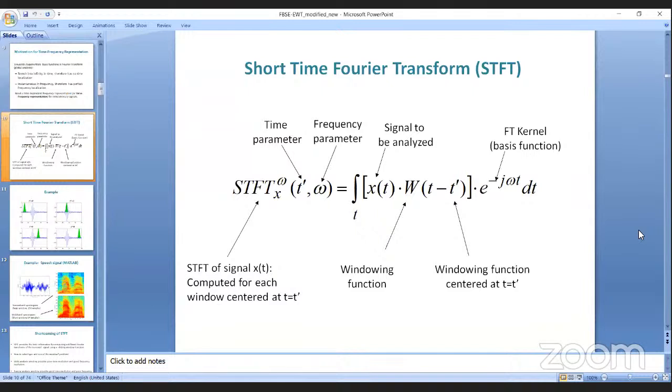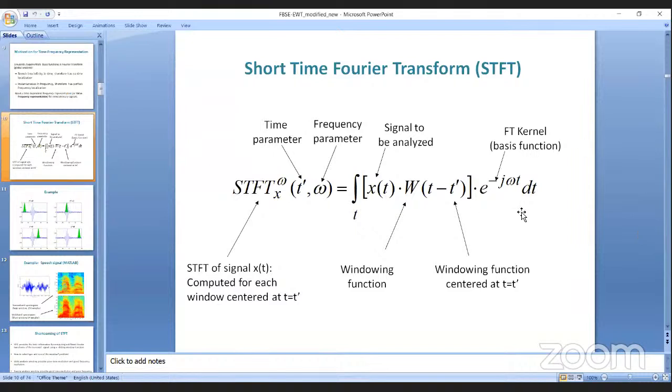And in STFT, short time Fourier transform, what we actually do is divide the signal into different segments, and in each segment we assume that the signal is stationary. Then we apply the Fourier transform to each segment, and the arrangement of these Fourier transforms gives us the short time Fourier transform, known as STFT.